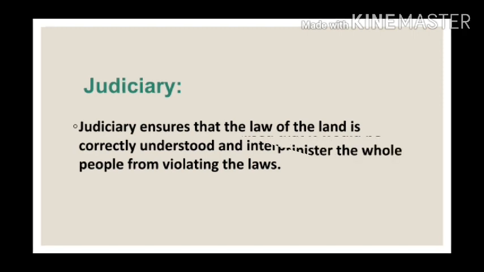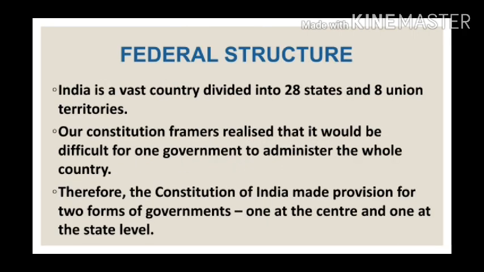Let us now learn about the federal structure. India is a vast country divided into 28 states and 8 union territories. Actually, India had 29 states and 7 union territories, but recently Jammu and Kashmir along with Ladakh were made union territories from 31st October 2019, and thus the number of states decreased from 29 to 28.